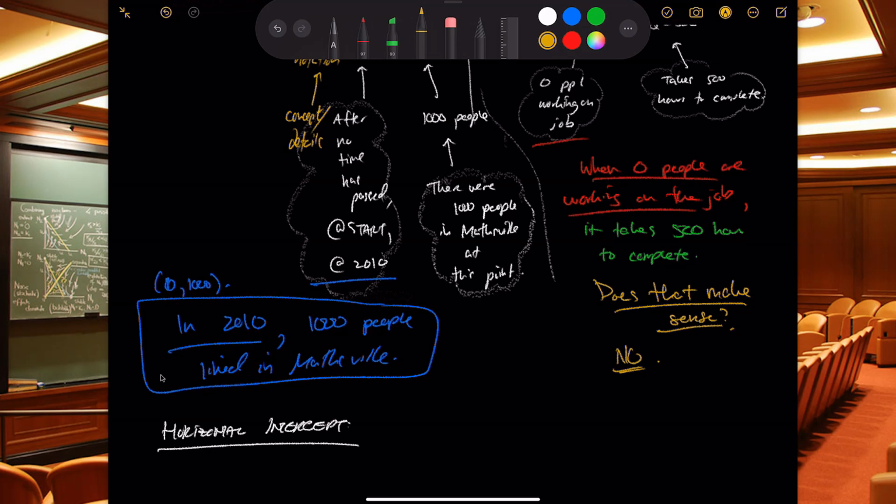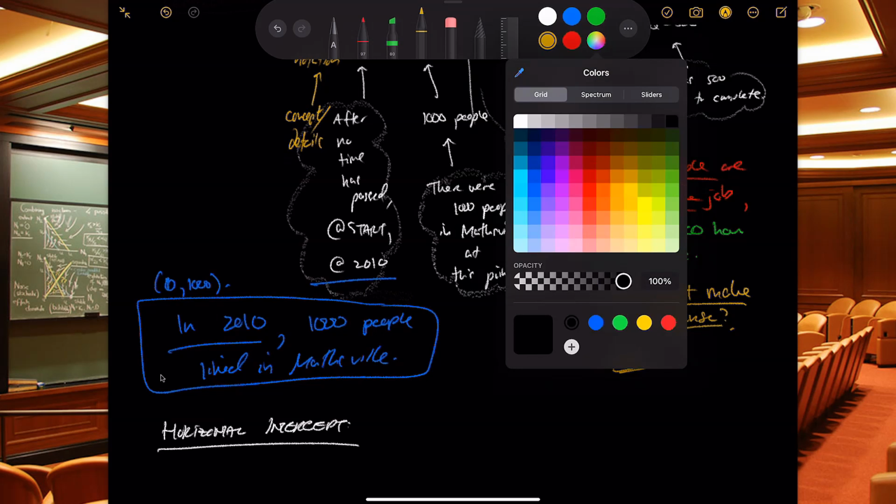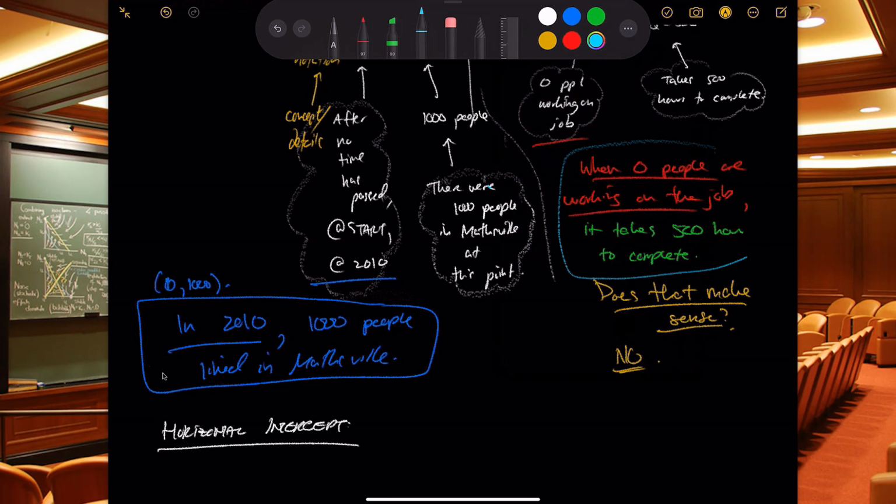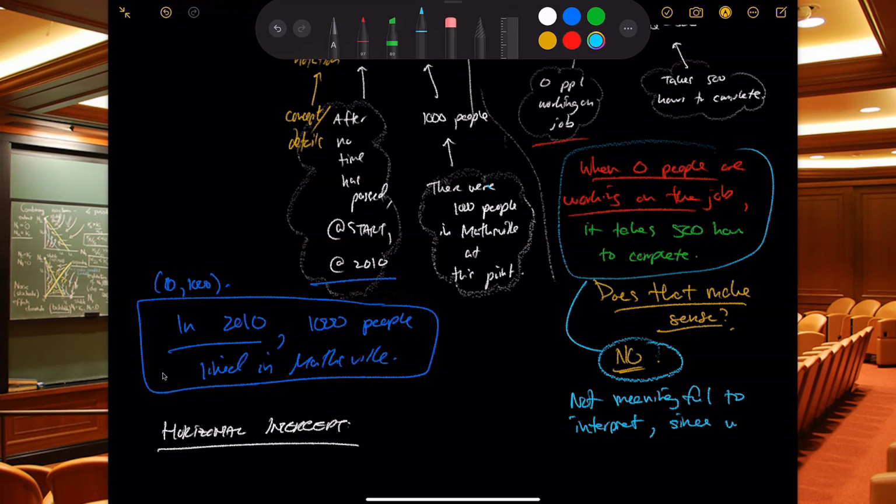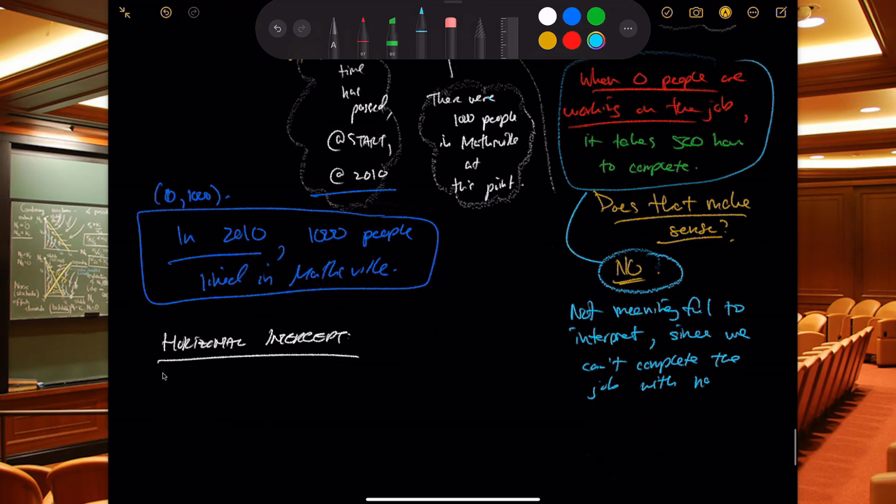Now you could make up the argument, well, maybe it's a computer program that's running and we need people to speed it up or something like that. Or there's a robot doing the job. But really, no, this doesn't make sense in this context. So don't be afraid to say that. And you also need to pump the brakes on your brain to be able to see that. So no, this doesn't make sense. Or we might say, not meaningful to interpret. This is how I'd expect you to phrase it: since we can't complete the job with no one working on it.